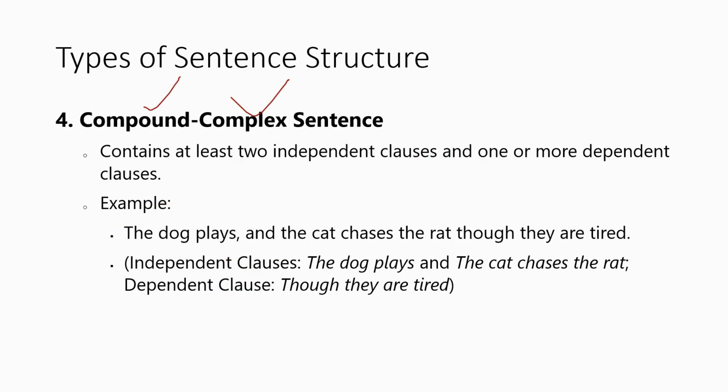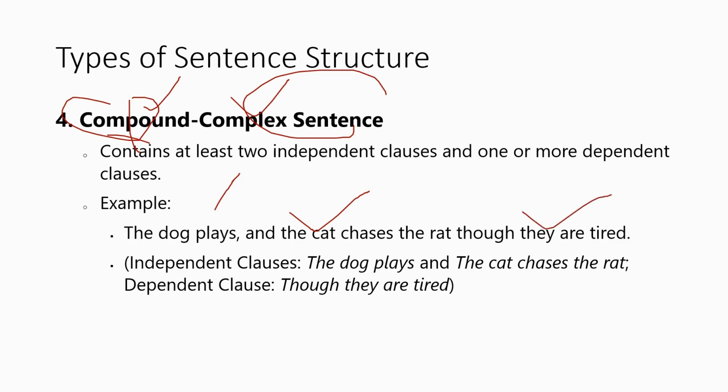Next one is the compound complex sentence. As known by the name, it is a combination of compound and complex. Compound means two independent clauses. Complex means one dependent and at least one independent clause. Look at the example: "The dog plays and the cat chases the rat, though they are tired."